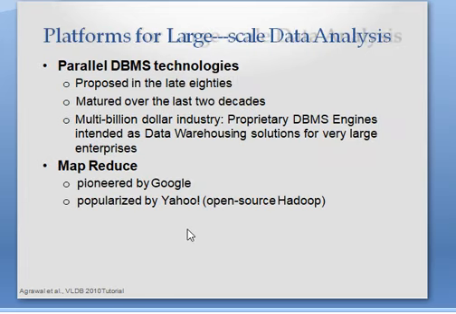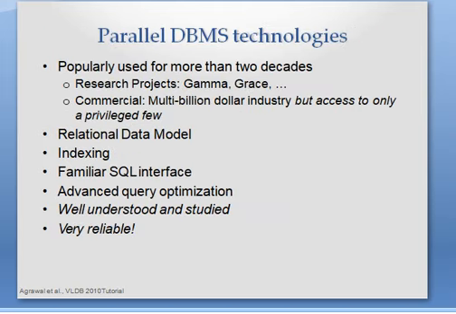Historically, we know the parallel database management system. MapReduce is what we are going to learn today. Traditionally, database management systems have been used for many years, and we will see this in the next slide. Historically, there were research projects that realized the problem of big data, so they tried to process data in parallel.